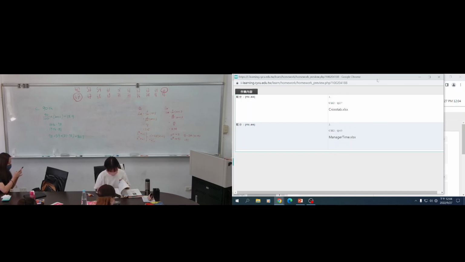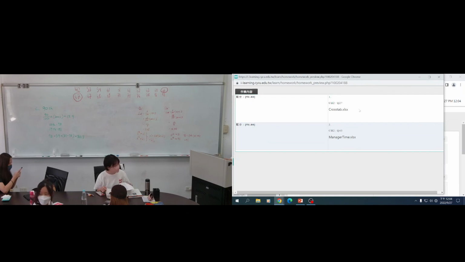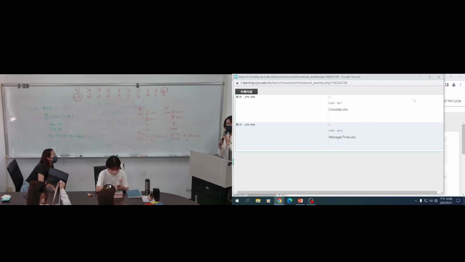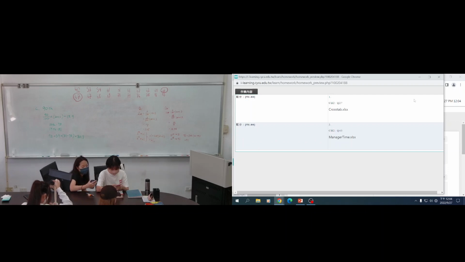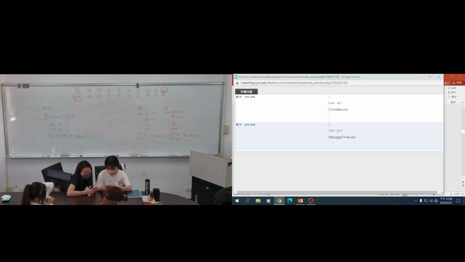For your homework, you go to the homework assignment and click the 2022 September 20 homework. Then you can just write down your answers on pieces of paper, take pictures of that, and upload the picture file to here. Both homework and exercise are due by this Friday, September 30th, 10 o'clock a.m. Questions?